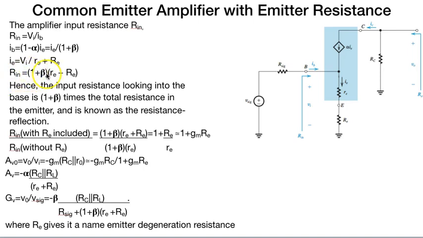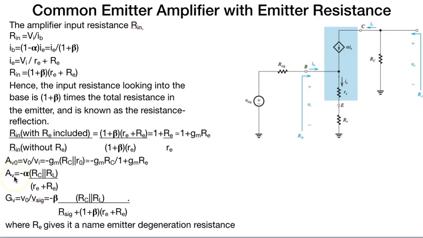Then Rin is equal to 1 plus beta Re plus Re. One is with Re included and the other is without Re. With Re, Av0 is equal to V0 by Vi, minus gm into Rc in parallel with Ro, upon 1 plus gm into Re. With emitter resistance it becomes this.